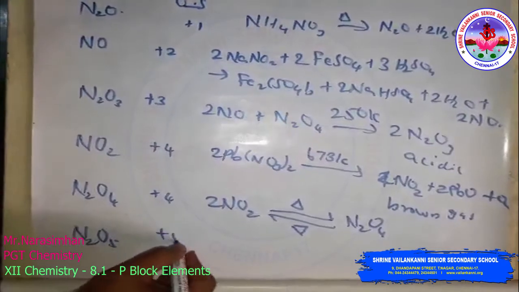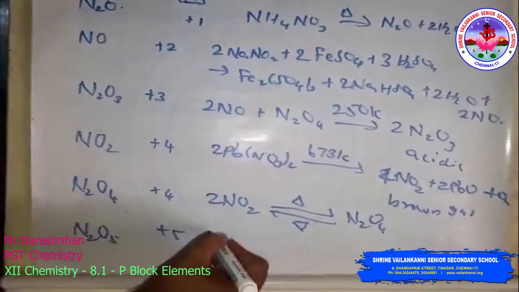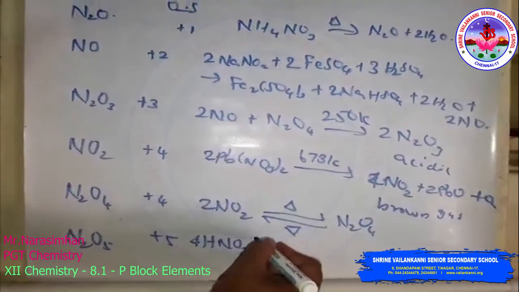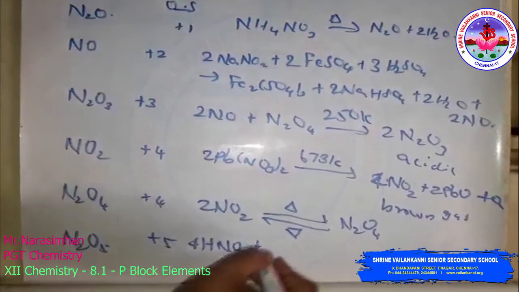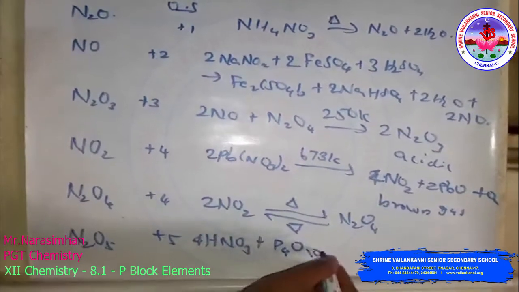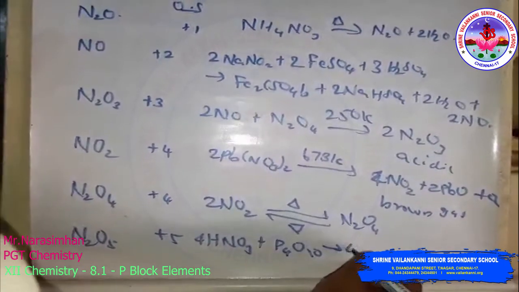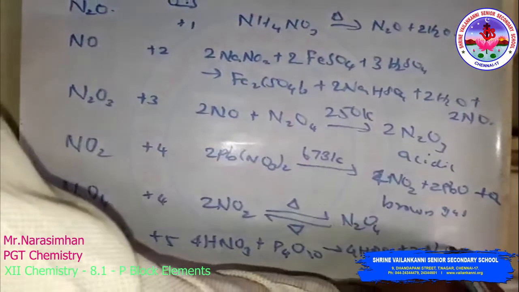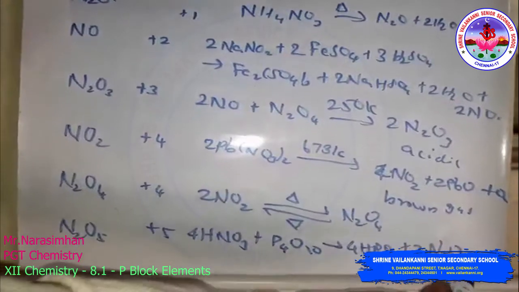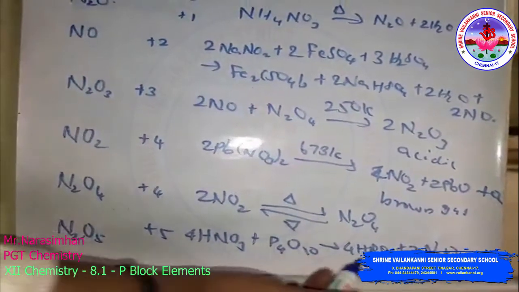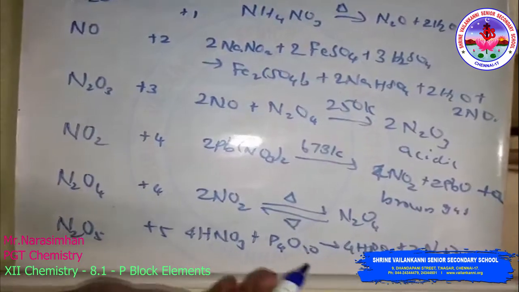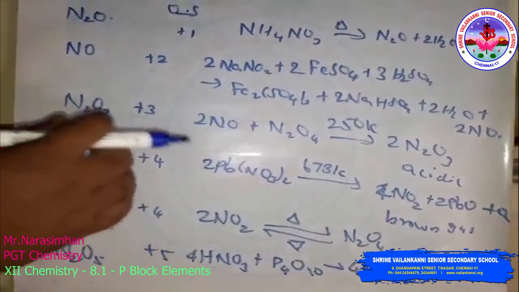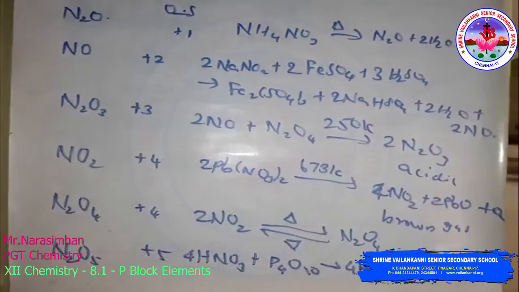Then dinitrogen pentoxide or nitrogen(V) oxide, N2O5. Here the oxidation state is +5, and the preparation reaction is 4 moles of nitric acid reacting with the dimer form of phosphorus pentoxide, P4O10, to form phosphoric acid and dinitrogen pentoxide. It is a colorless solid and acidic in nature. These are the oxides of nitrogen, with examples.